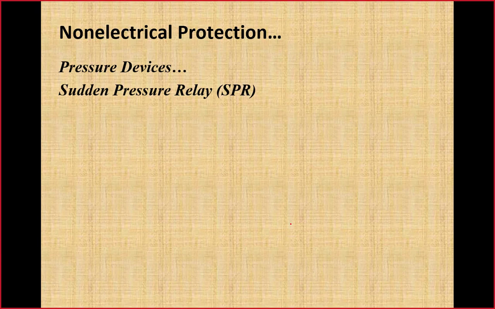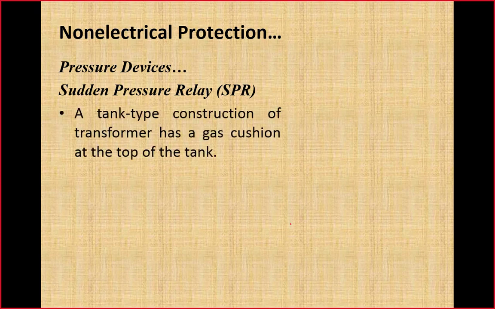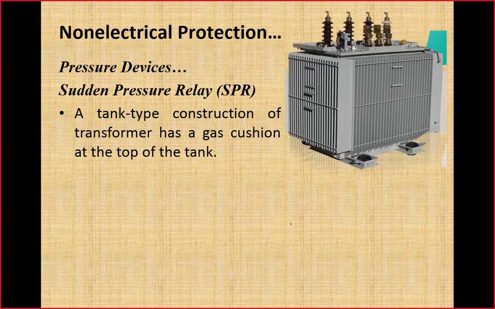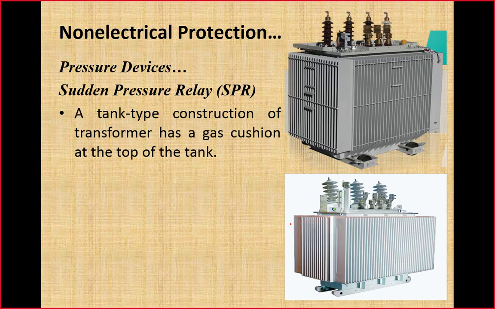The next device that we are going to discuss is the sudden pressure relay, that is an alternative to the Buchholz relay. So in tank type construction of a transformer that does not have a conservator at the top, a cushion of inert gas, normally nitrogen or some other inert gas, is filled at the top of the oil. So here is a tank type transformer which does not have a conservator at the top. Another view of a tank type transformer without a conservator.